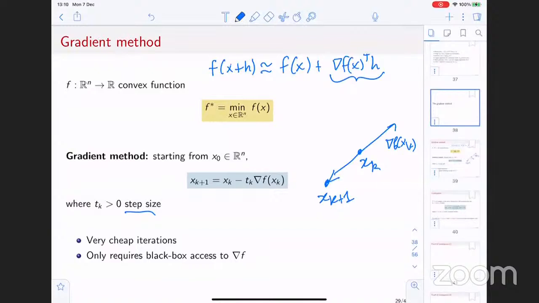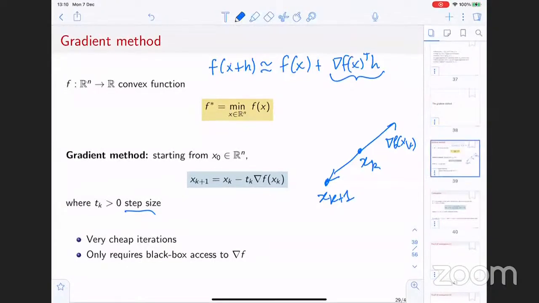So this is what we call a first order method in optimization, because it only relies on access to the gradient of f. Later on, we will look at other methods that are based on second order information, so also a black box access to the Hessian of f, the second derivatives of f. So this is the gradient method.